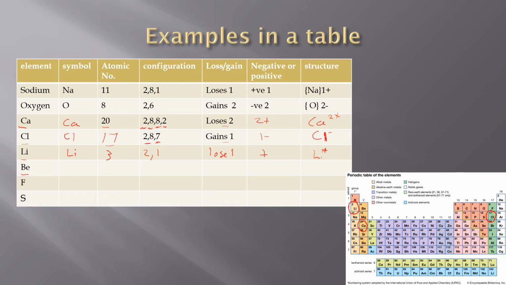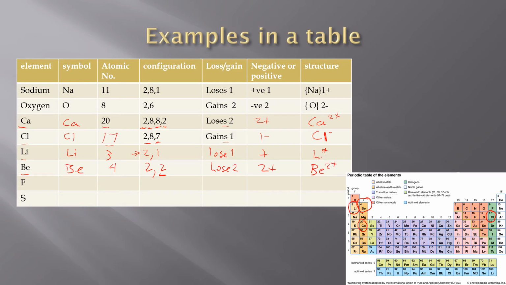Be is next, right next to him. Be is beryllium. So Be has an atomic number of 4. So we only have 1 extra electron from what we had before, so it's the same as the electron structure we had there. 2 in the first layer, 2 in the next layer. So we will lose 2 because there's 2 there, which is a 2 plus charge because we're losing 2 negative electrons.